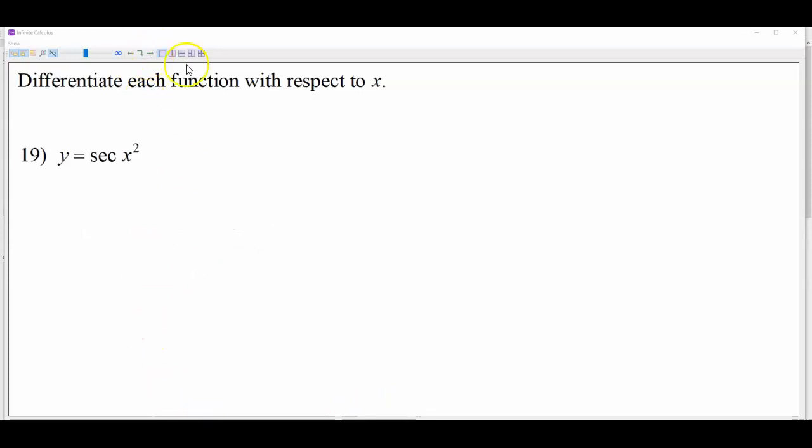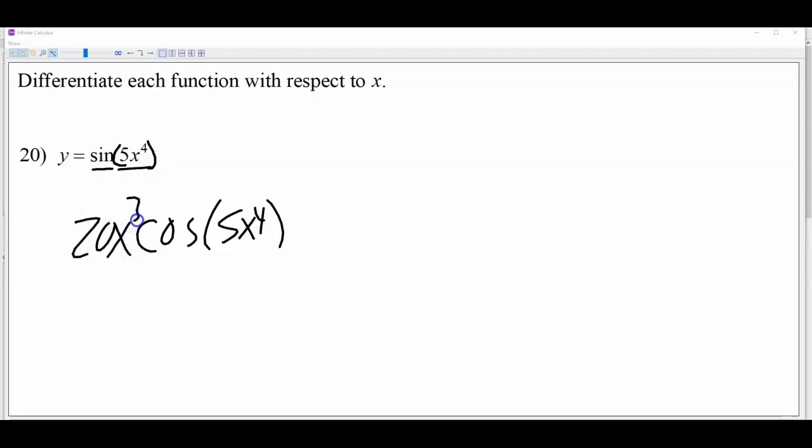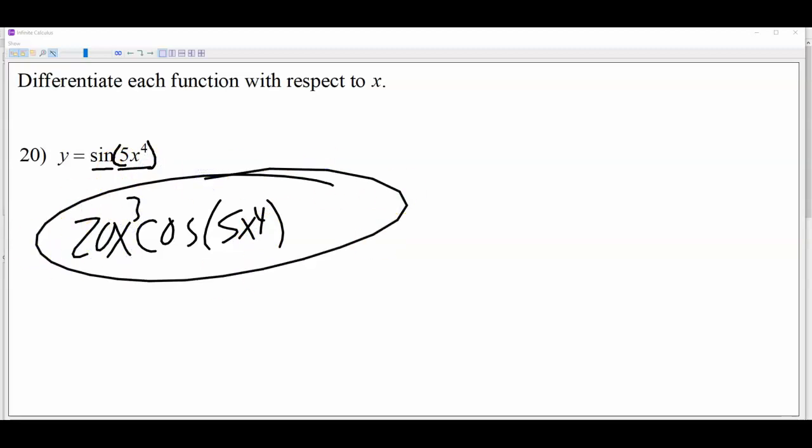Go ahead and take a look at number 20, another trig function. So the outside is sine, the inside is 5x to the 4th. So the derivative of the outside is cosine, and the derivative of that inside is going to be 20x cubed. Power rule.